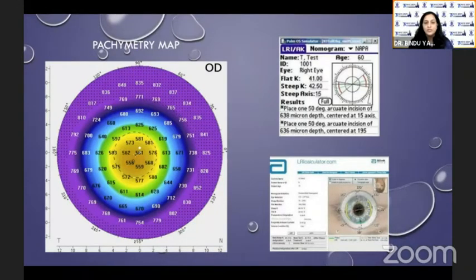The next important map would be the pachymetry map, which in some normal eyes with low astigmatism, where they don't fit into the category of toric IOLs, we can consider the peripheral thickness of the cornea and apply it to the LRI calculator and give the best result to the patient.